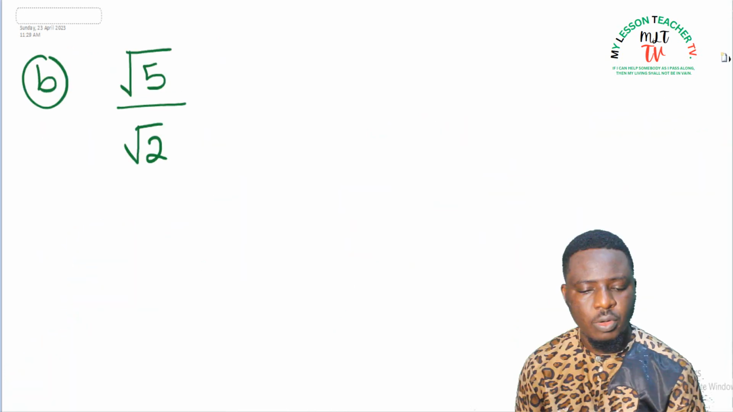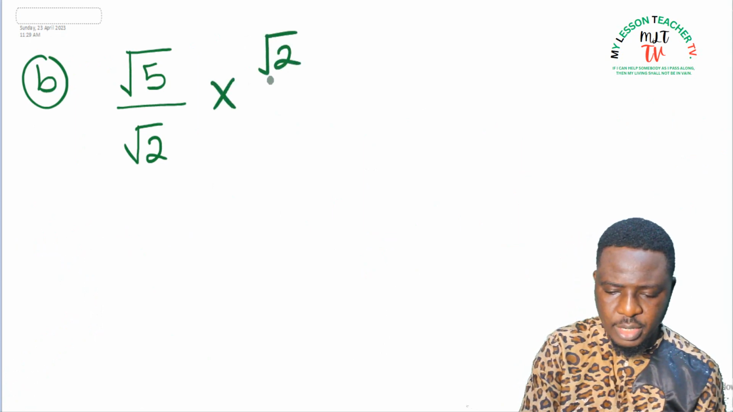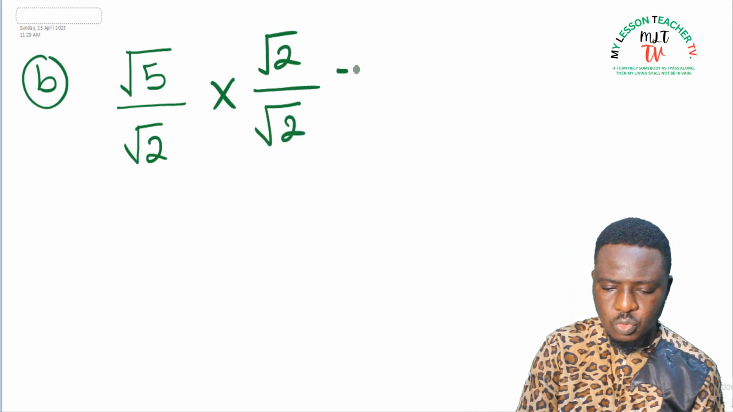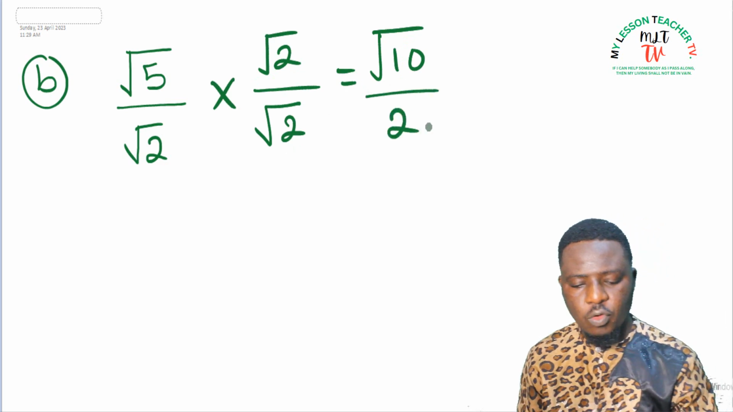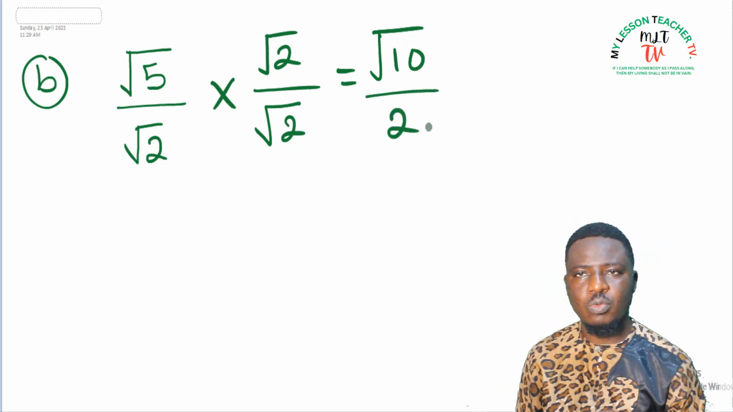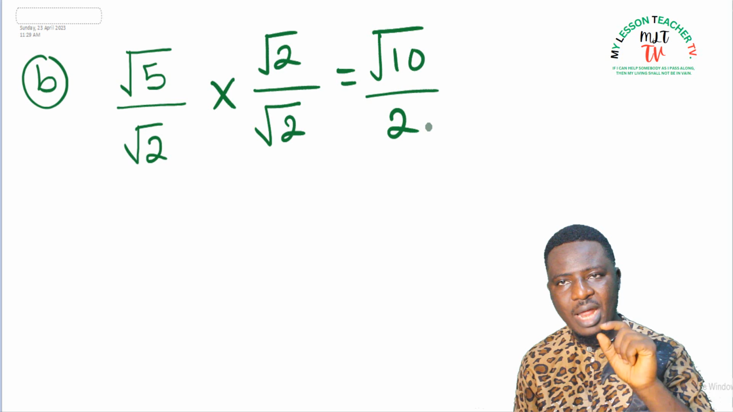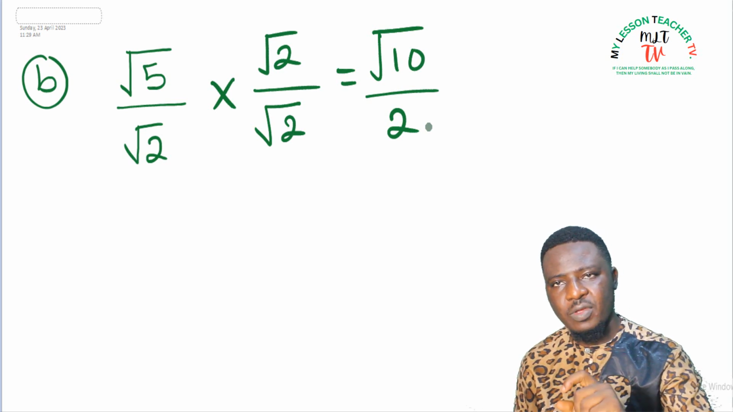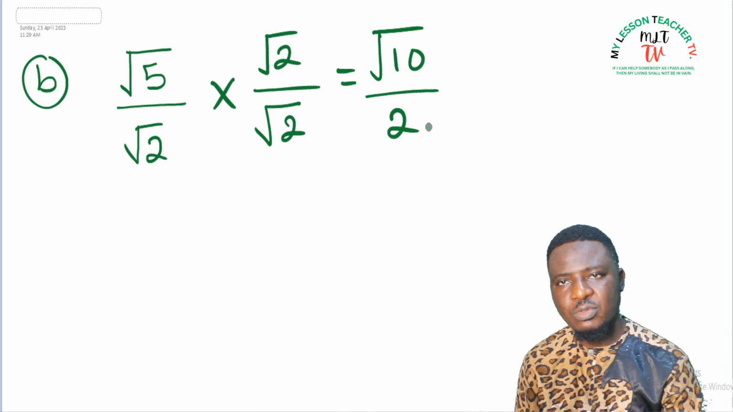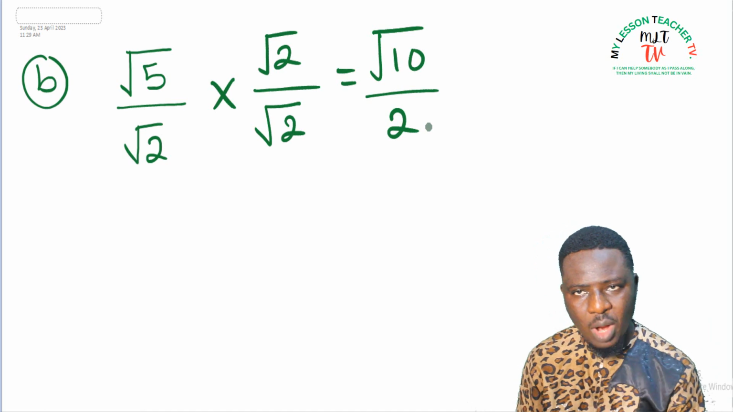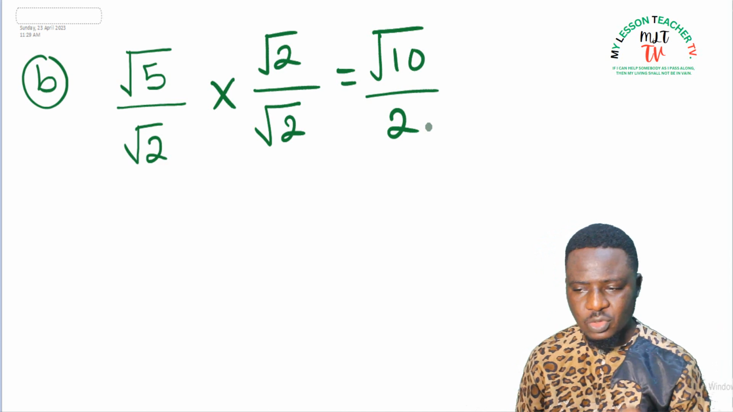Example 2, root 5 divided by root 2. We also multiply both the numerator and the denominator by root 2. And when you do this, this gives us root 10 divided by 2, for root 2 times root 2 is equal to 2. Note this: when an irrational number multiplies itself, it gives you a rational number. Root x times root x is x. Root 1 times root 1 is 1. Root 2 times root 2 is 2. And so on and so forth.